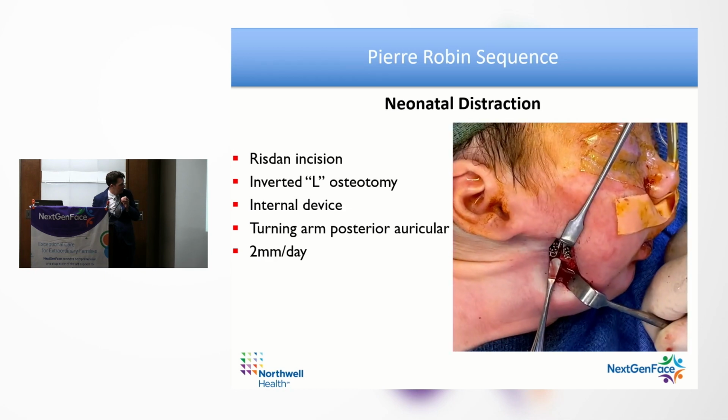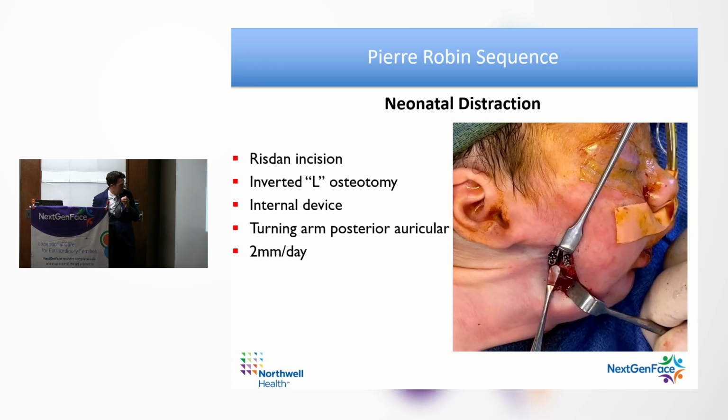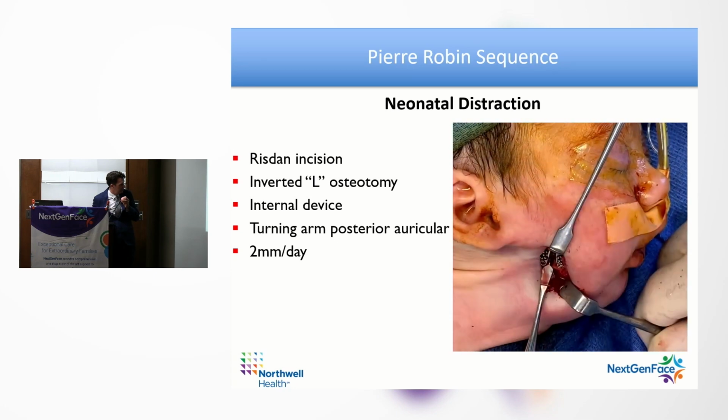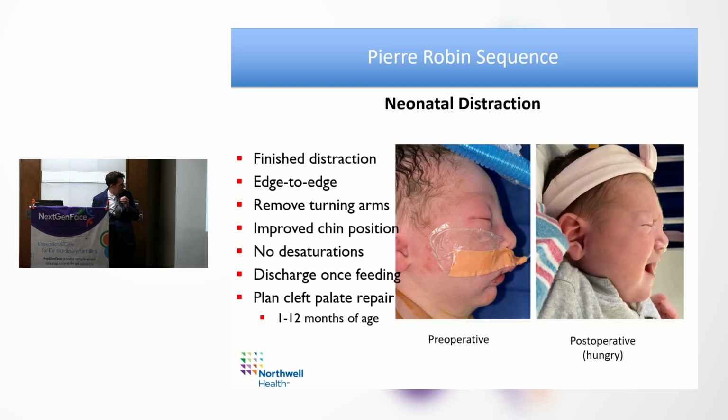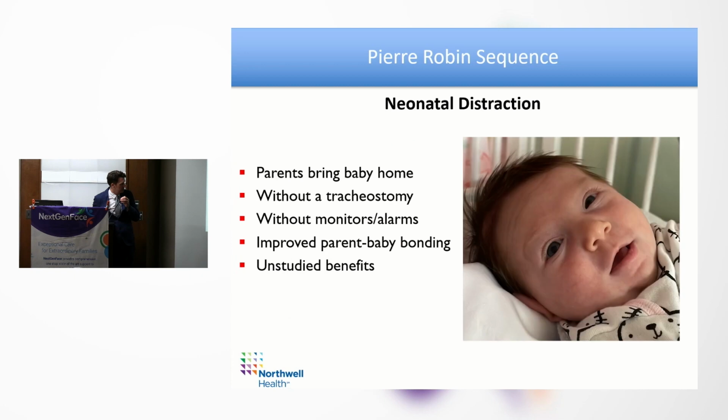You can see in the OR, we check the distractors. That's the plates separating, the bone separating in the middle there, so we know that it will work. And then you can see the pre on the left, post on the right. The difference at that arrow is the new bone that will form. After we finished the turning and repositioning, we removed the turning arms at the bedside. In this case, we had improved chin position, no desaturations, and typically once patients are feeding well, we can send them home, where they can get their cleft palate repaired, if they have that, at around 10 to 12 months of age.